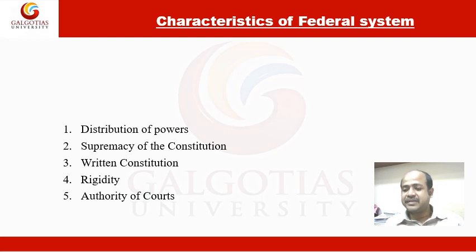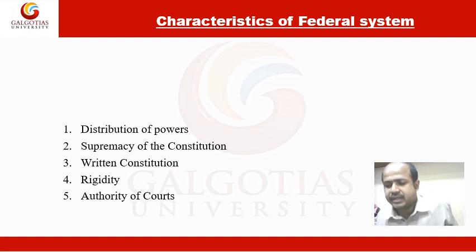One feature of the federal constitution is that it is written, because through this writing the powers among the state and the center have been distributed. And rigidity. Rigidity means the provisions are very rigid. It is very difficult to change or amend. So in the federal constitution, rigidity is another important feature. Here, amending the constitution is a very tough process.